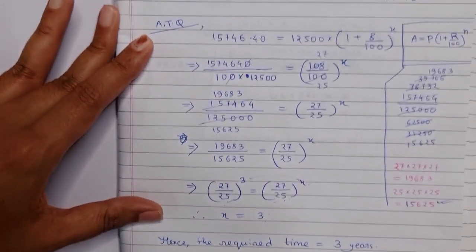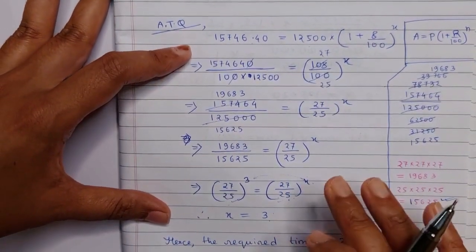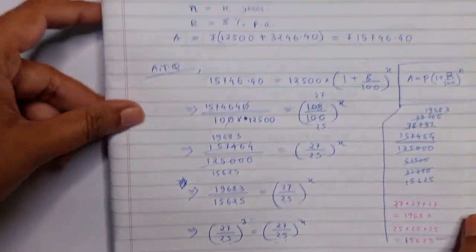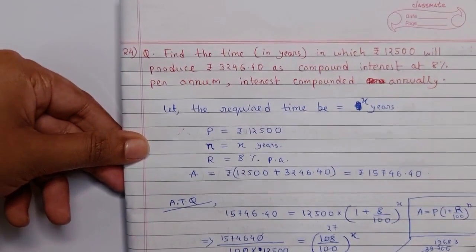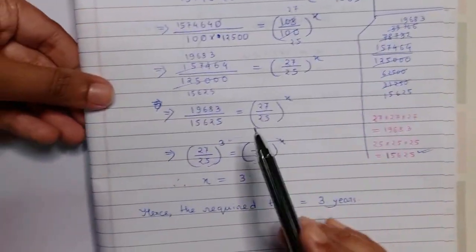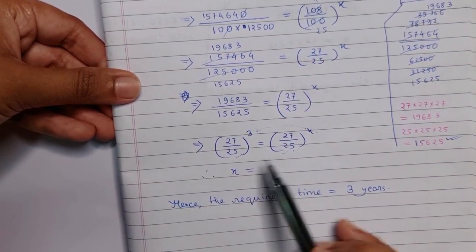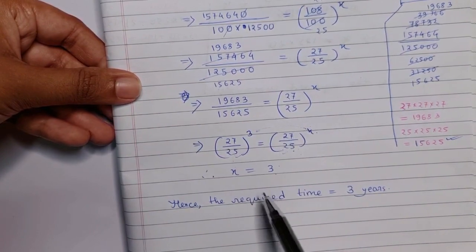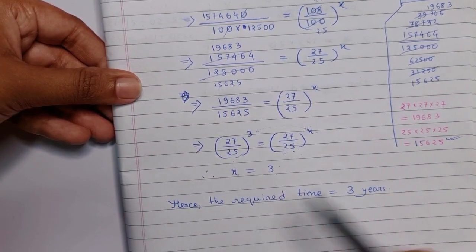Remember, finding time is difficult. That's why it is very important that you understand this portion. Whenever the question says find the time, remember, always compare the bases. Then the powers will become the same. In this way only you can find the time in all the problems.